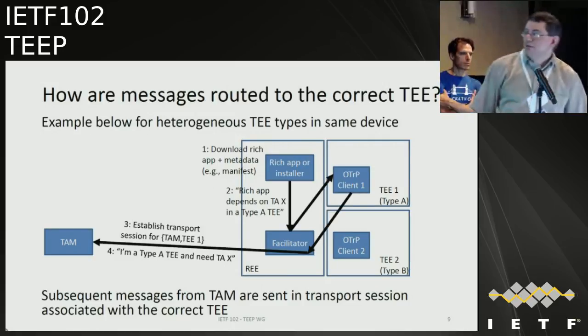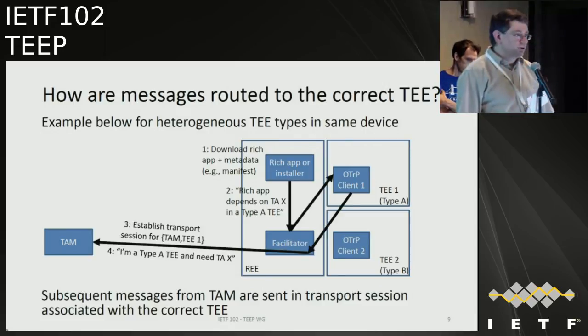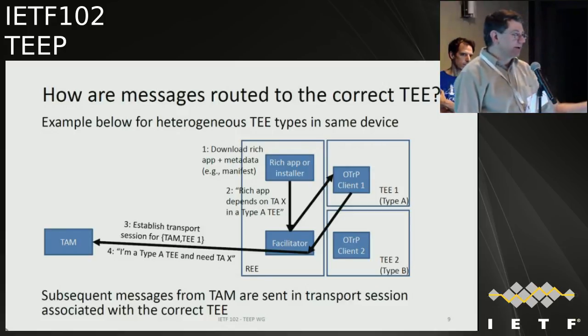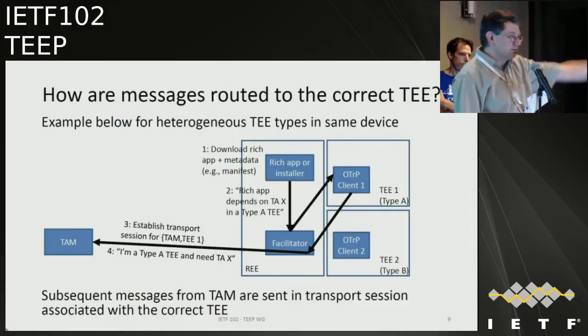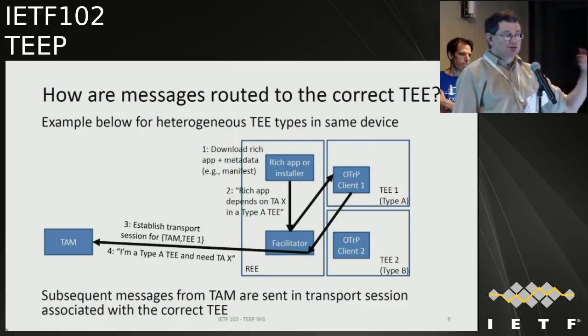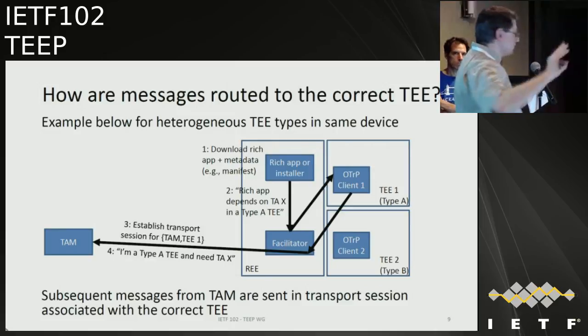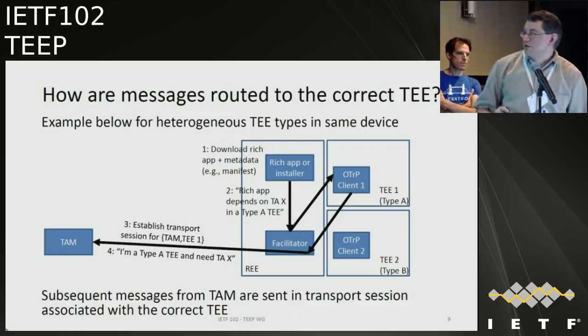This is architectural. At some point, some application or installer of an application, this is step one, gets the notion of, I have this TA that I need to install, that such and such depends on, and here are some constraints about it. Like, this is a binary that's meant to run inside a particular type of TEE. This is a signed SGX DLL, or it's a trust zone binary for such and such a processor, and so on.